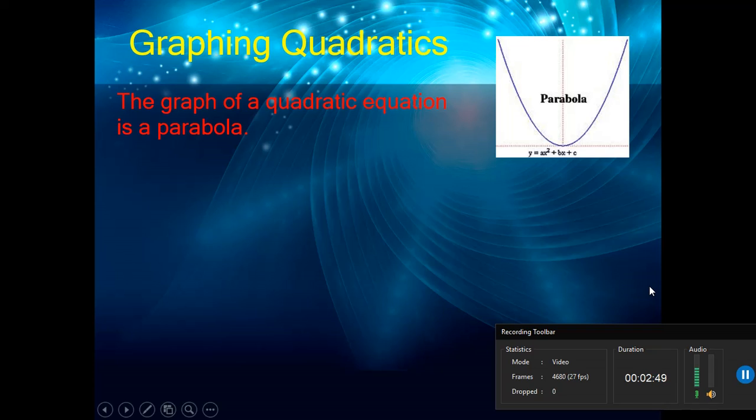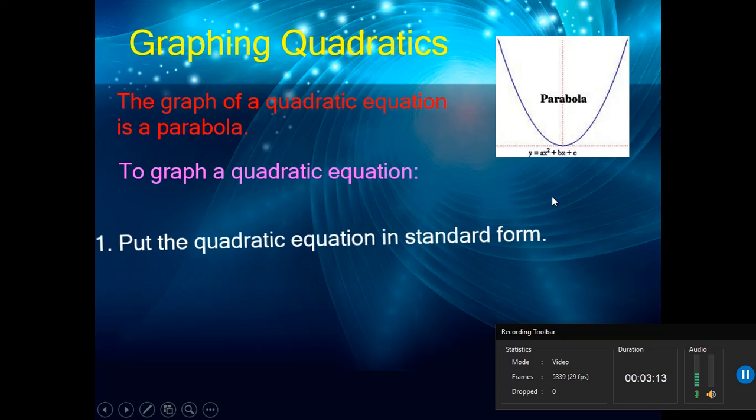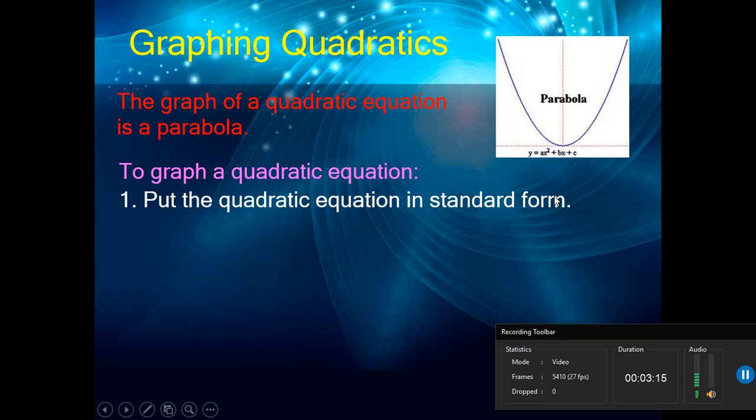The graph of a quadratic equation has a name of a parabola. You'll see in the picture, this is a smooth curve. It has a U shape to it. It's also possible that this parabola could be graphed upside down, so the U would be upside down, shaped more like an umbrella. So if we're going to graph our quadratic equation, the first step is to put the quadratic equation in standard form. We don't necessarily have to have A as a positive value, but it is nice to keep it that way.